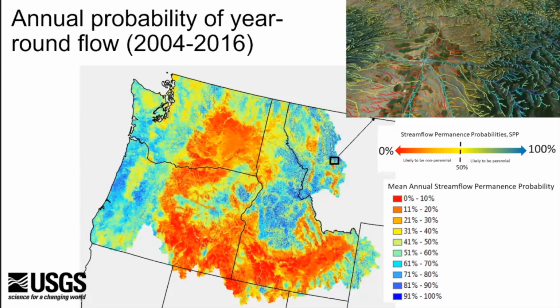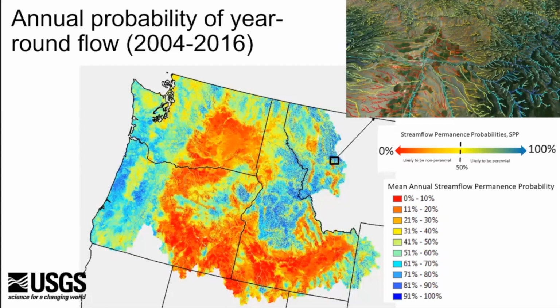And how it's symbolized is you have the values scale from 0 to 100, with those warmer colors of red, lower probabilities of year-round flow. Cooler colors are higher probabilities of year-round flow. And in order to classify this into non-perennial or perennial, we use a threshold of 50%. So as you increase distance from that 50% threshold, you have potentially more certainty about that probability.